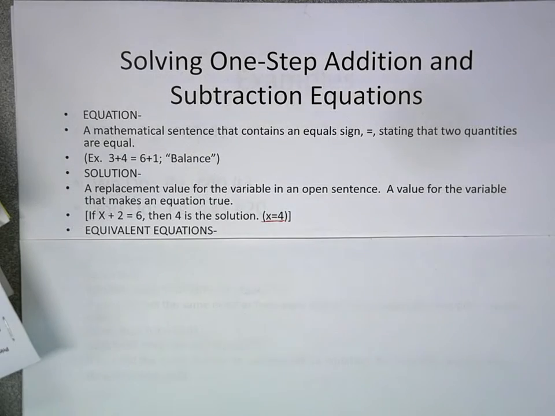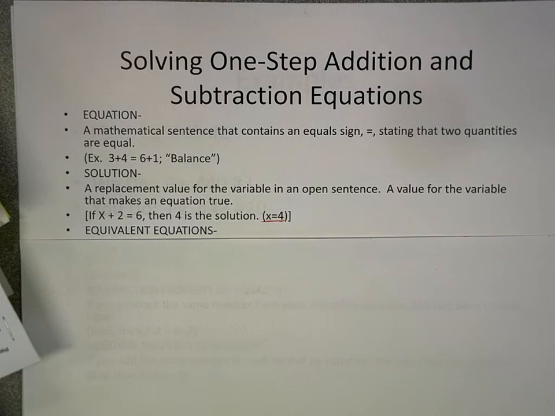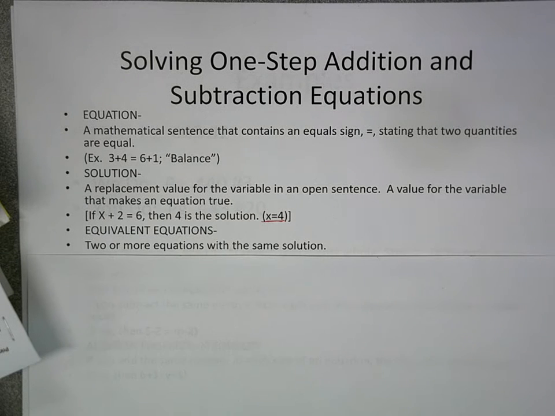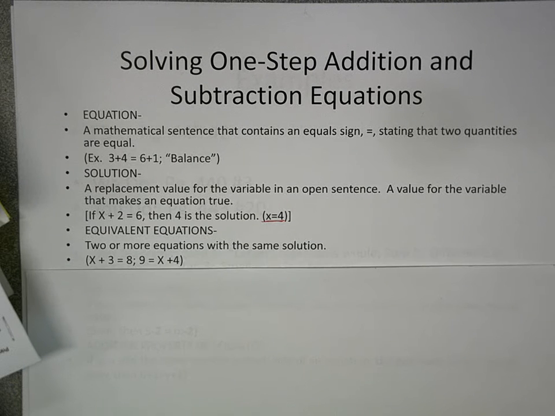All right, and then our next words would be equivalent equations. Everyone? Here's what equivalent equations are: two or more equations with the same solution. Two or more equations with the same solution. So in your little box, here's an example of equivalent equations. x plus 3 equals 8, and the other one is 9 is equal to x plus 4. Two completely different equations, but because both of their solutions would be 5 for them to work, that would mean that they are equivalent equations.